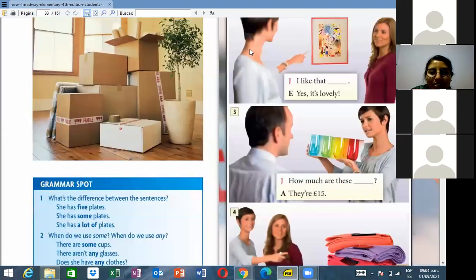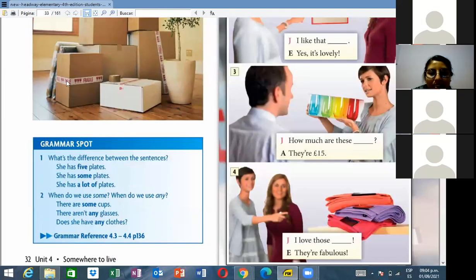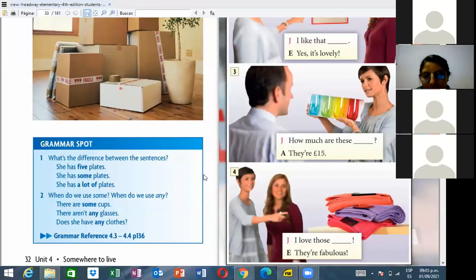Please, students, let's continue on. Look at the pictures, okay? Now, let's check the grammar spot. Exercise, rule number 1. What's the difference between the sentences? Here you have 3 sentences, please. Do you notice the difference between them? Let's read, please. We have 3 sentences. She has 5 plates. She has some plates and she has a lot of plates. What's the difference?